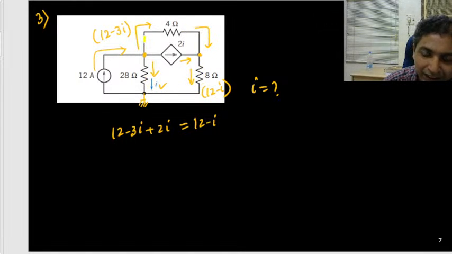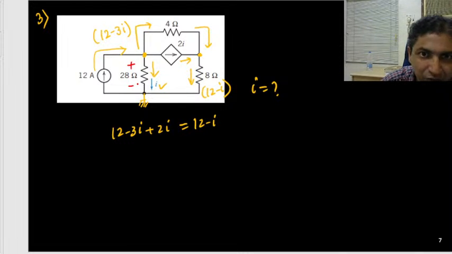You should note that KVL is applicable to any loop. And you should try to avoid a loop containing a current source, because the voltage across the current source is not known, then you have to take a variable. Rather, I can consider this loop of 28 ohm, 4 ohm and 8 ohm, and there I try to apply KVL. So what is the potential across these? Current flowing downward, so this is plus, this is minus.